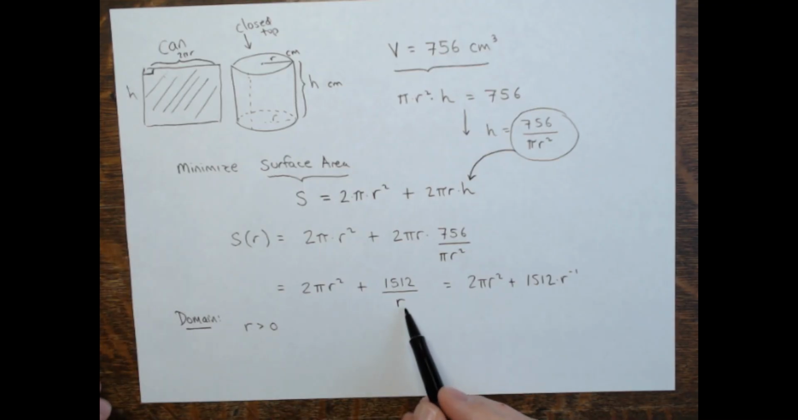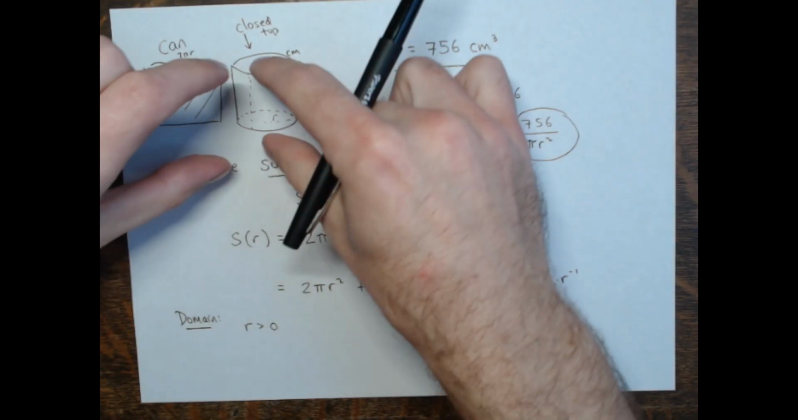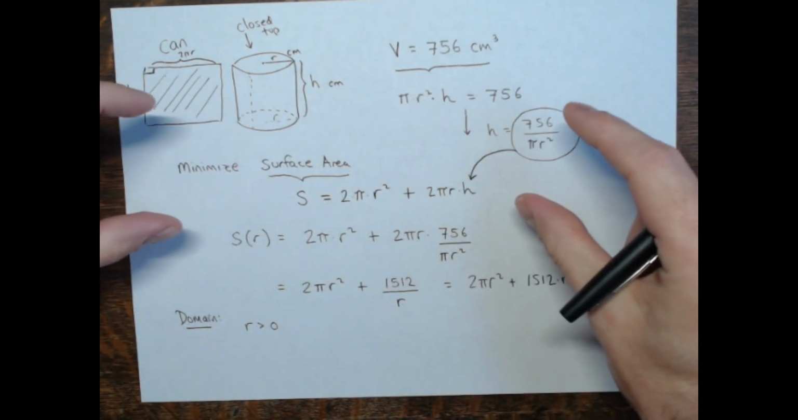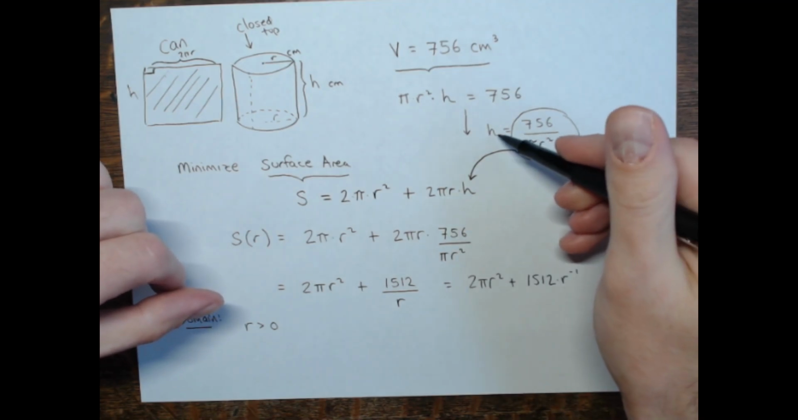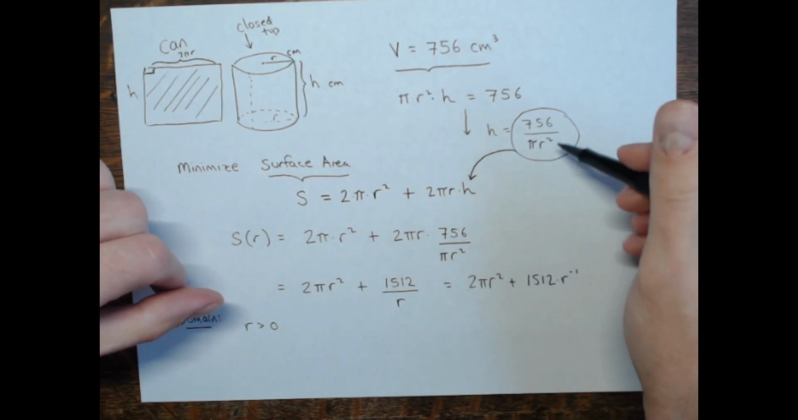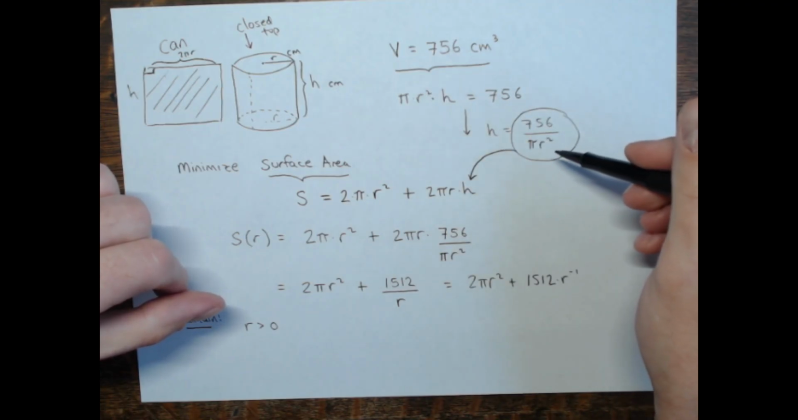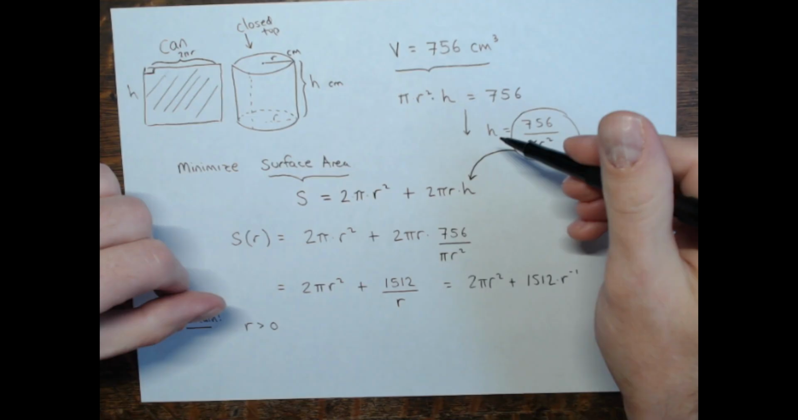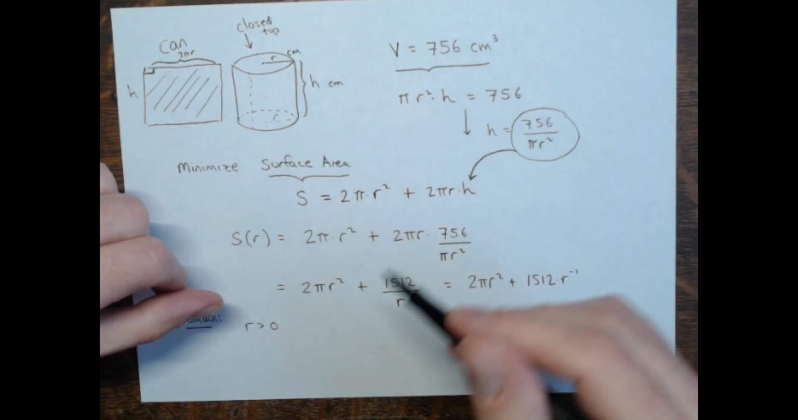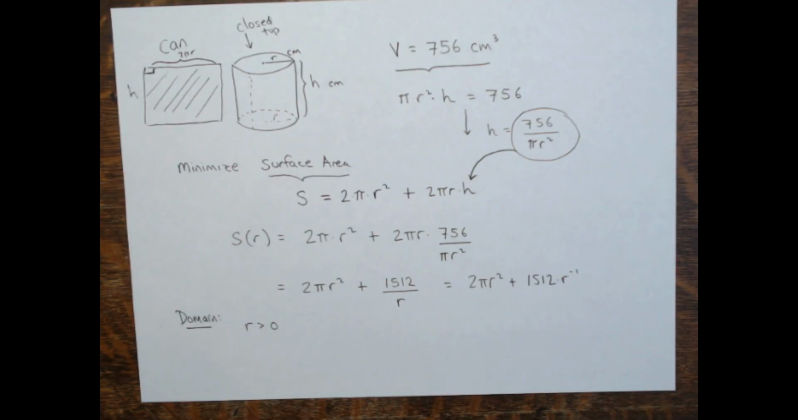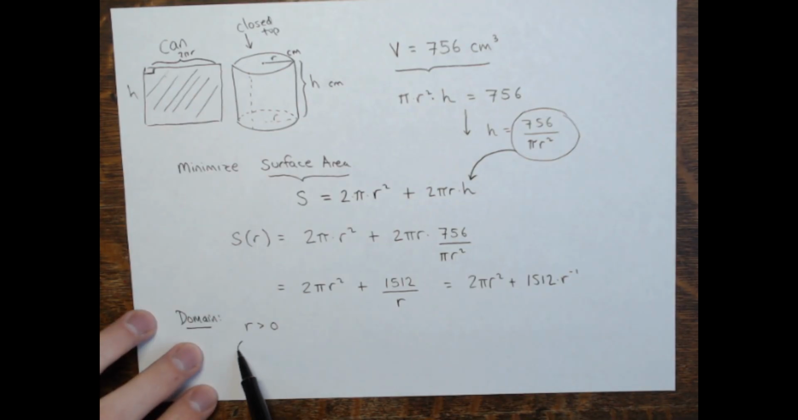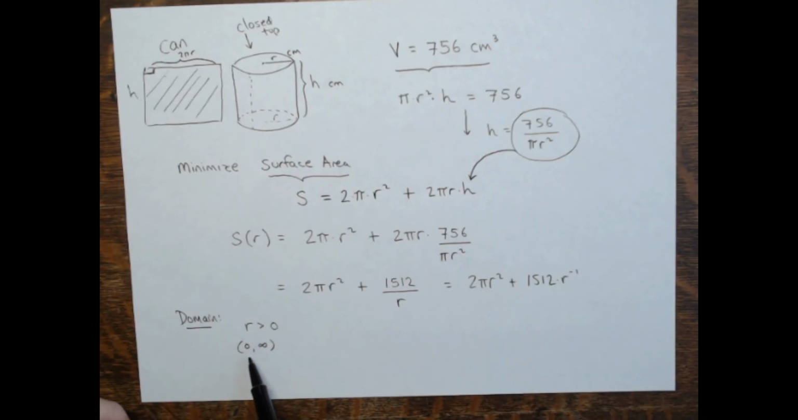Again, can't be 0, because I have divided by r here. And I can make the top and bottom of this thing as big as I want. And now all that would do is just shrink the height a lot. So from this relationship right here, if I make the radius huge, I've got to make the height really, really small to make sure that the volume is still 756 cubic centimeters. So the only restriction here is that our values of r just need to be positive. So on the interval from 0 to infinity, but not including 0.